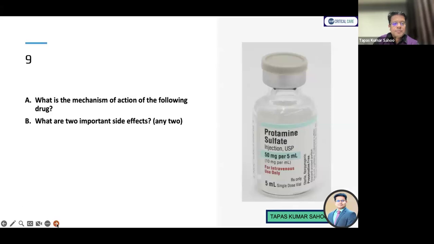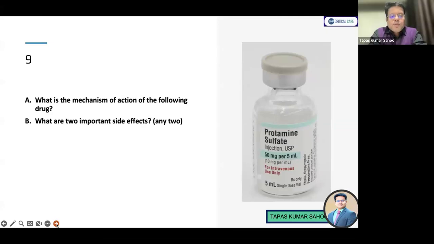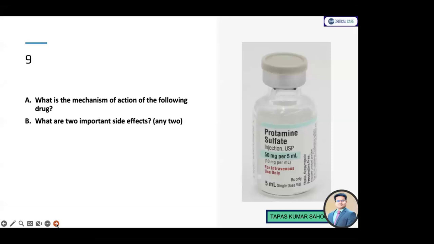Clear? Question number 9. What is the mechanism of action of the following drug? What are the 2 important side effects? Anybody? Protamine will combine with the heparin, making a salt that is without anticoagulation effect. Excellent. What are the 2 important side effects? Oh, anaphylaxis can happen with protamine. Protamine overdose can also cause bleeding.